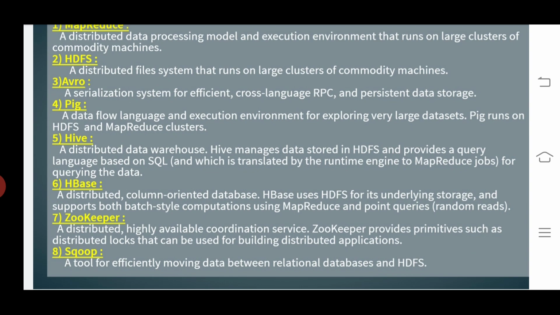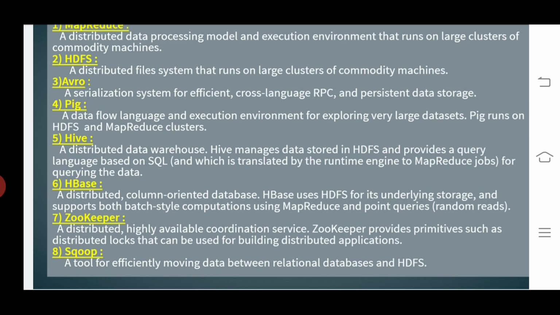First of all, let us learn about Avro. Avro is a serialization system. Serialization, the name tells us, means one by one, serially. It is a serialization system for efficient, cross-language remote procedure calls, and it should be persistent data storage. What I mean to say is that it is a serialization system for efficient, cross-language RPC and persistent data storage.